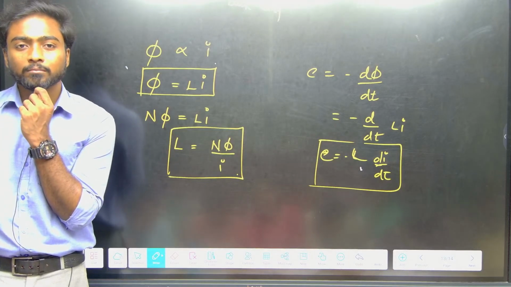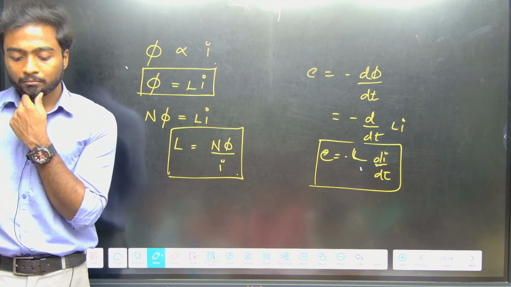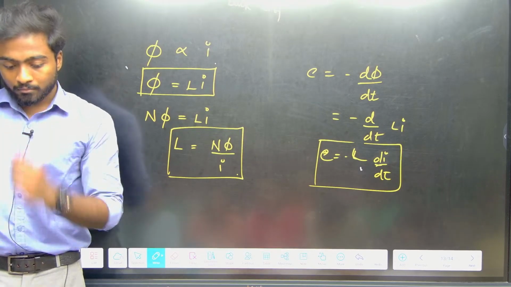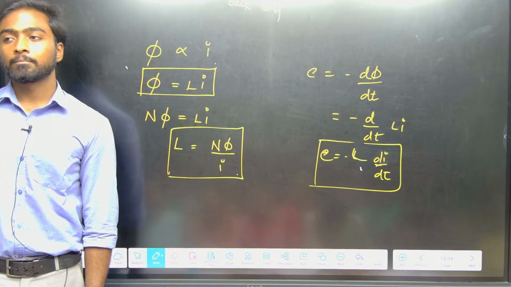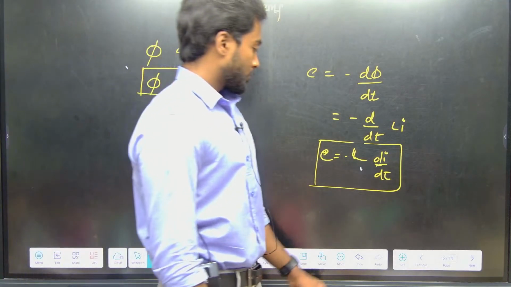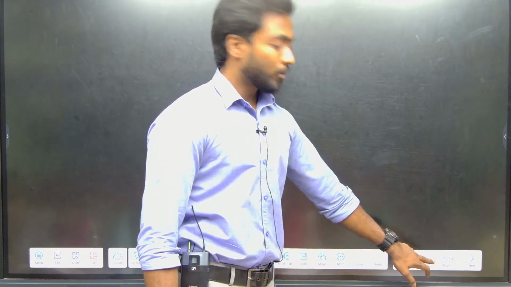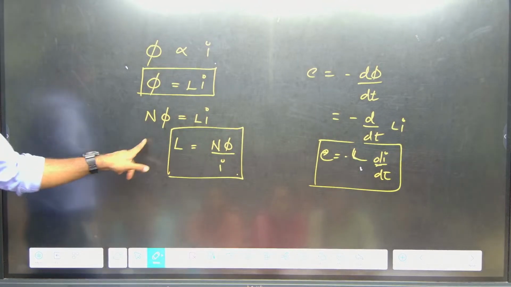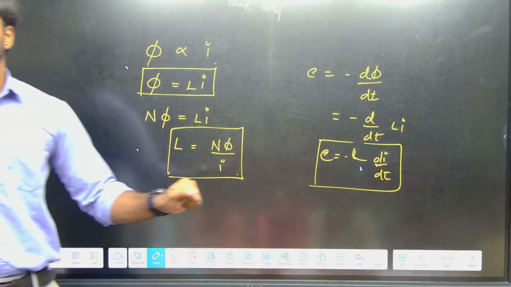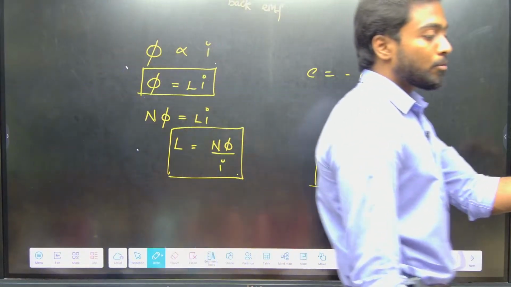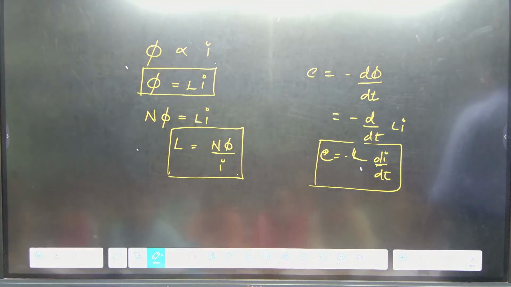Done? Completed? Any doubt in the self inductance? Self inductance topic is completed. Now we will go for the mutual inductance. Okay, mutual inductance. Self inductance means due to the self circuit, due to the own circuit, the EMF is created.